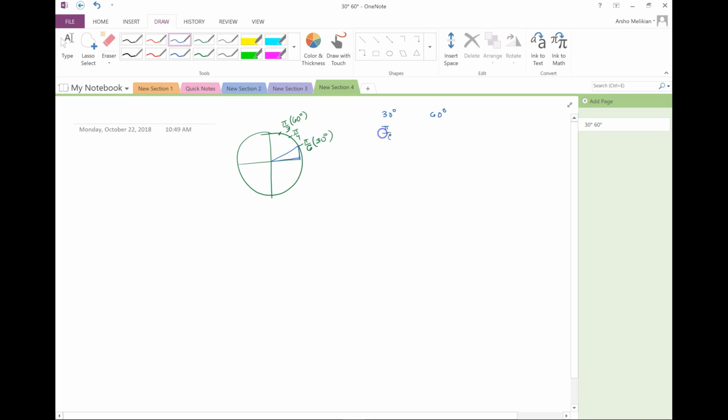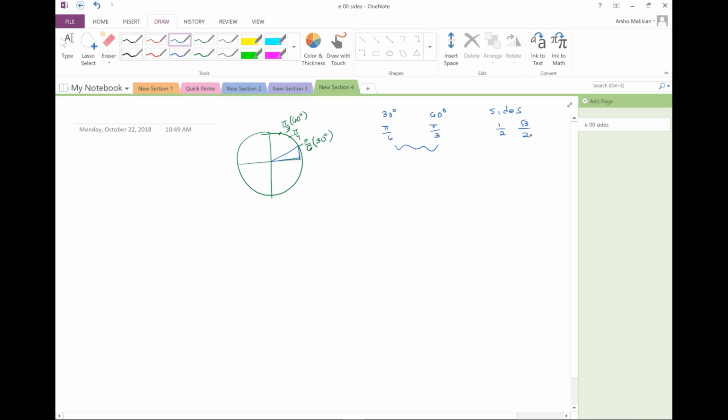So if 30 was our pi over 6 and this was our pi over 3, now I have two angles. One is larger, one is smaller. And you remember I said that those correspond to two sides of different lengths. What were the sides? 1/2 and root 3 over 2. So we have two sizes for angles, two sizes for side lengths.